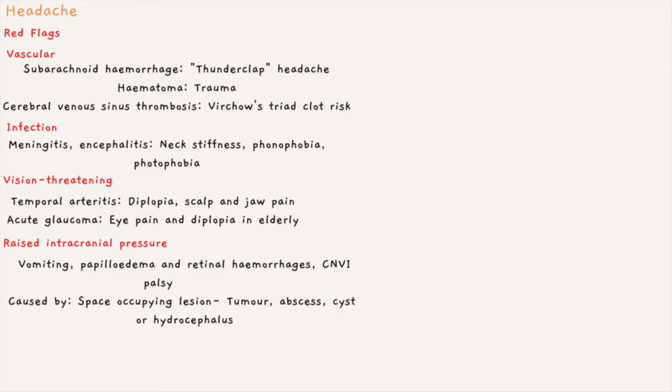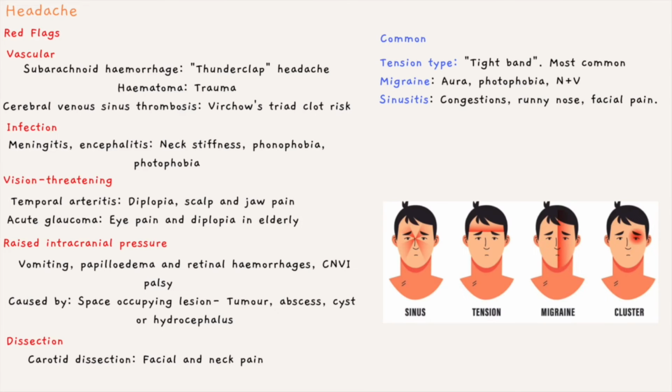Raised intracranial pressure is commonly caused by space-occupying lesions such as tumors, abscesses, or hydrocephalus. Signs and symptoms include vomiting, papilledema, retinal hemorrhages, and an abducens nerve palsy. Finally, carotid dissection is essential to exclude, typified by facial and neck pain.